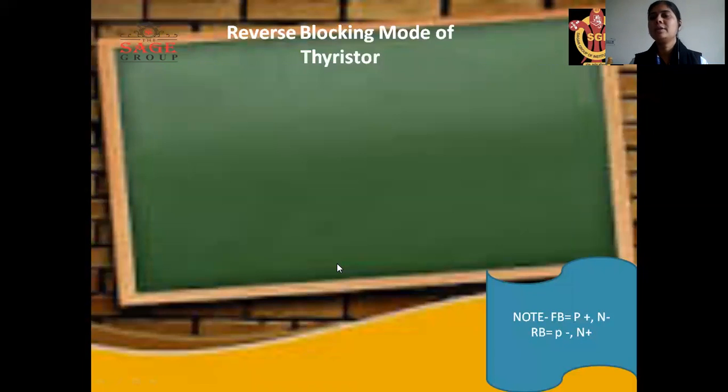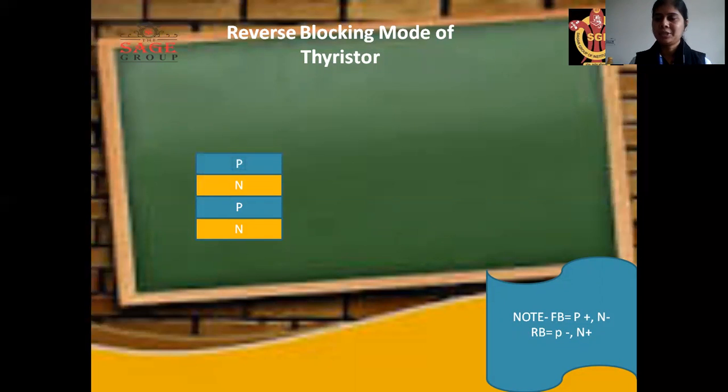Now let me start with the first mode of operation, the reverse blocking mode. In this operation, we apply reverse biasing. As we said, SCR has 4 layers, PNPN. Here the anode is connected with the upper P layer, the cathode is connected with the lower N layer, and the gate is connected with the inner P layer.